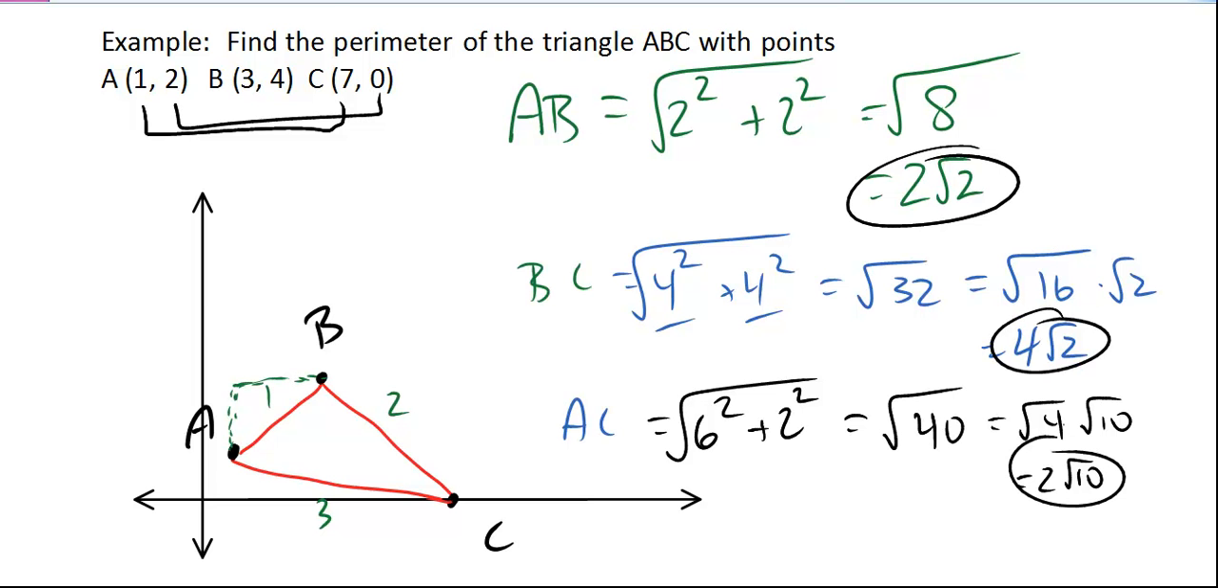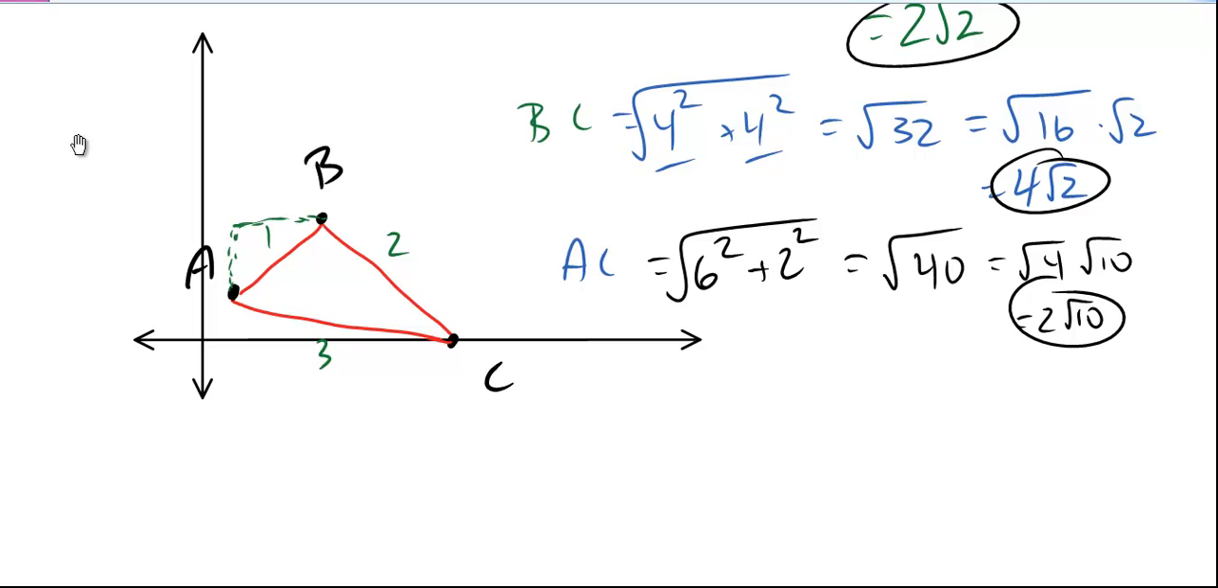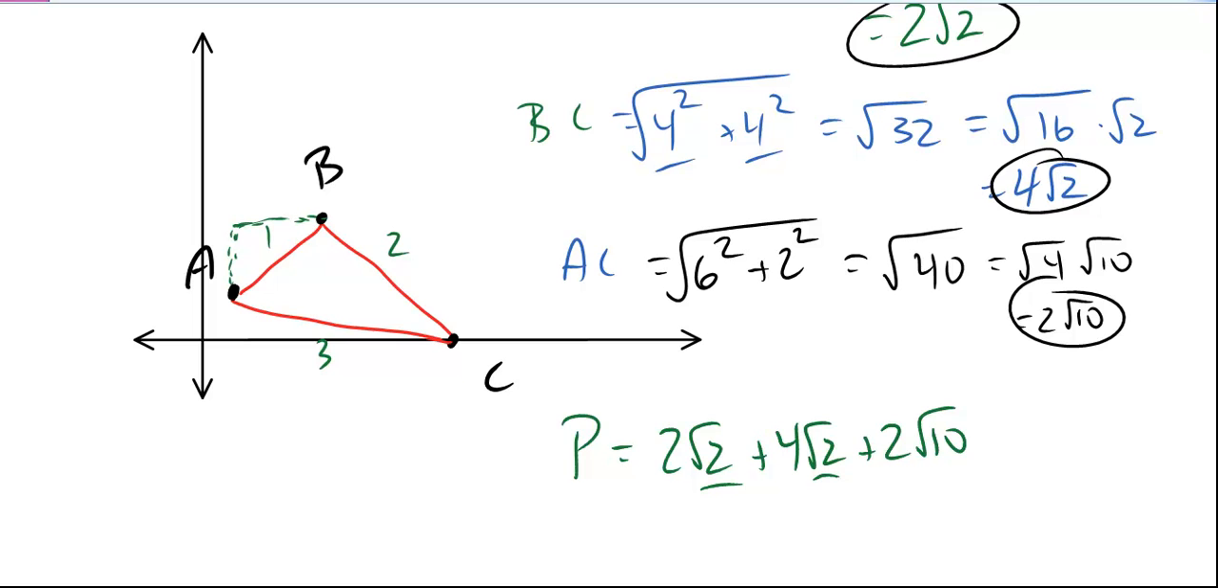This is a good opportunity to talk about some radical properties. If I want to know the actual perimeter for this triangle, my perimeter is going to be equal to 2 square root of 2 plus 4 square root of 2 plus 2 square root of 10. And so hopefully we know that if I have like radicals, I can combine them. Just picture this being like 2x plus 4x. But this is something different. This radical is not the same, so maybe like a 2y. So I can combine these two to become 6 square root of 2. But I can do nothing about that 2 root 10. So this is our perimeter.